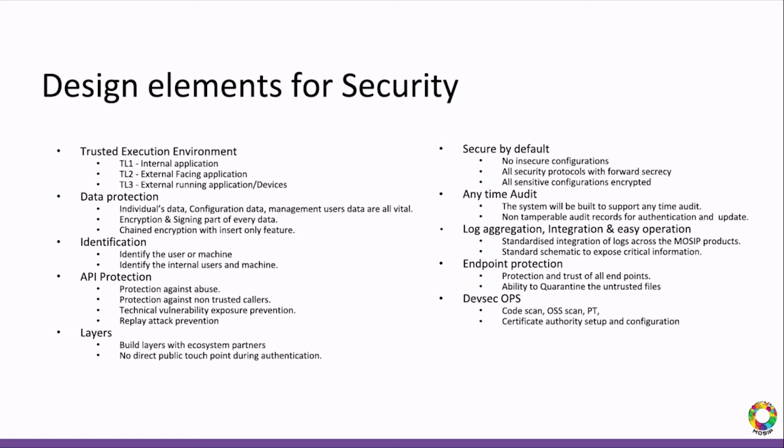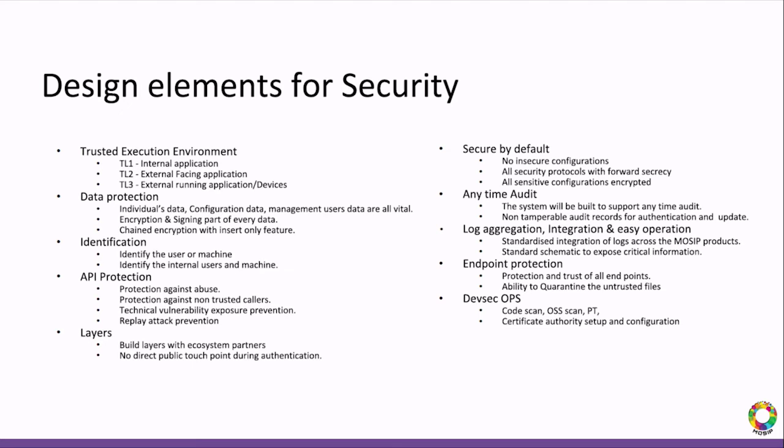TL2 is potentially external facing applications, and TL3 is externally running applications or devices. So TL3 is trust level 3. Don't confuse it with trust level 3 being high or low. That's not what we meant. It's about the layers where it goes, not about which level is worth more trust. All these levels are important for us to communicate, okay? But the design that we adopt in each of these levels is different. That is potentially how it is classified at this point in time.